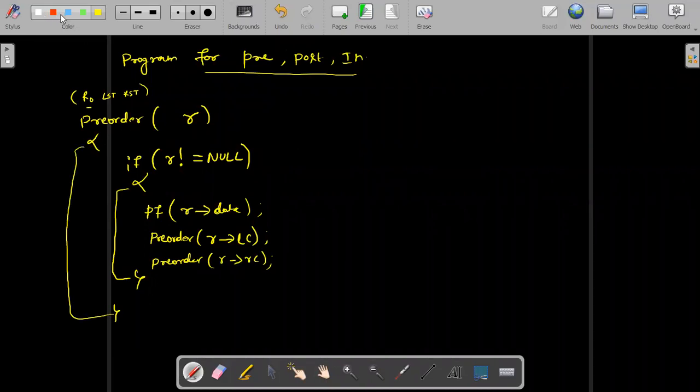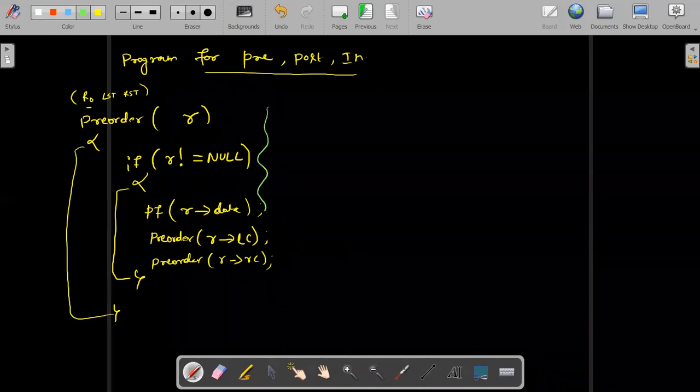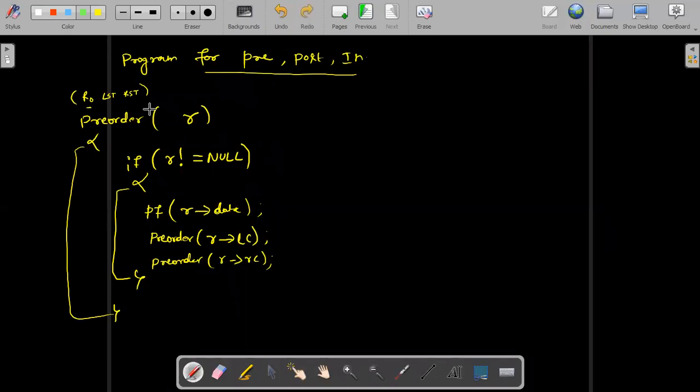So this is the program for pre-order. Clear everyone? Please understand, this is the program for pre-order. I think you people understood this one. Fine.